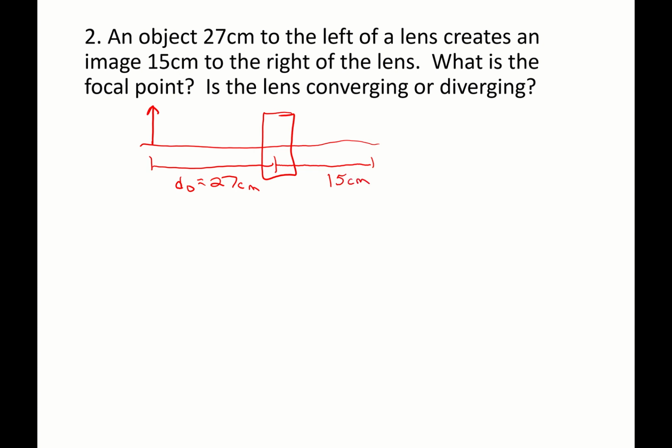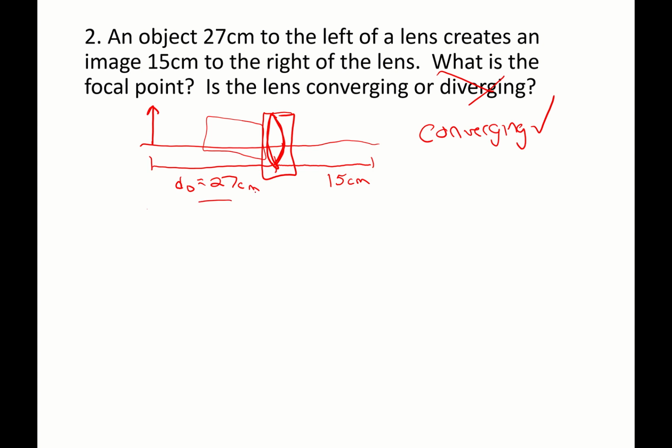So we want to know what's the focal point. Is the lens converging or is it diverging? Well, obviously it can't be diverging, right? Because a diverging lens would create an image on the same side as the object. So it can't be diverging, so it must be converging. So we could even sketch in our lens. There's our lens over there. It's going to be wider at the center than it is at the edges. All right, so what's the focal point?